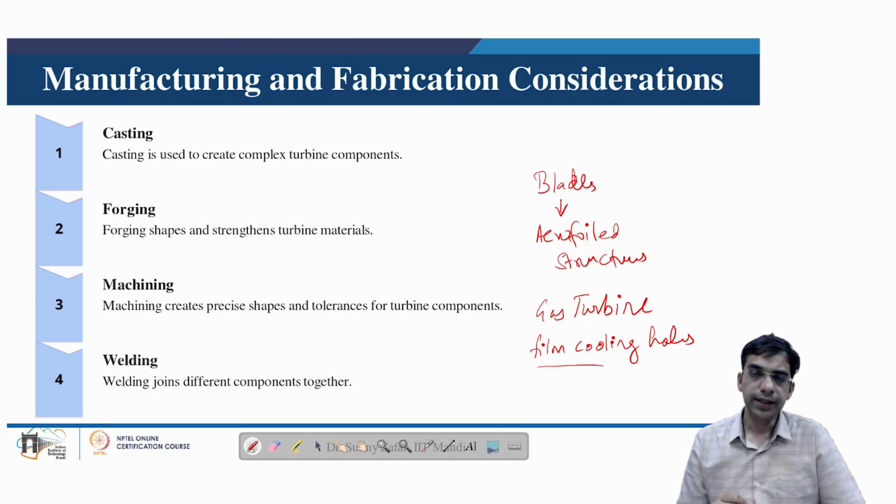So next are basically the welding processes. Sometimes in some cases the turbine may need some joining processes. So specific welding processes may also be utilized to join various components together.